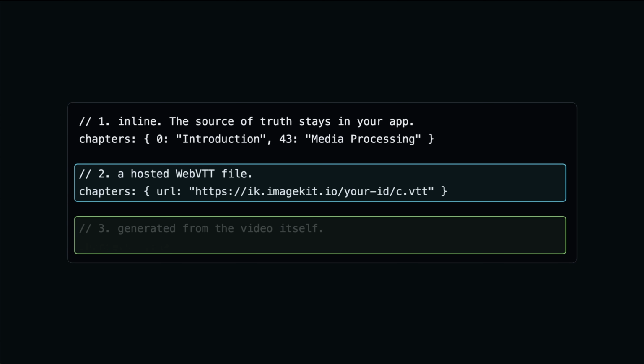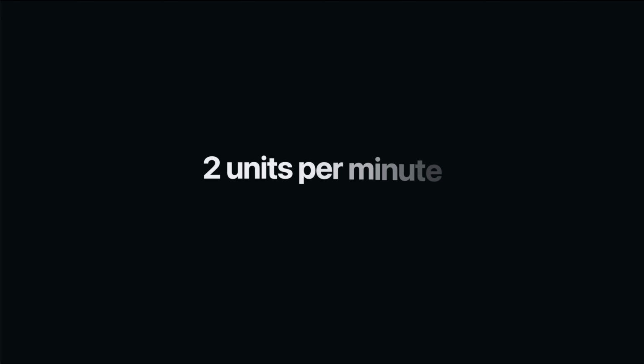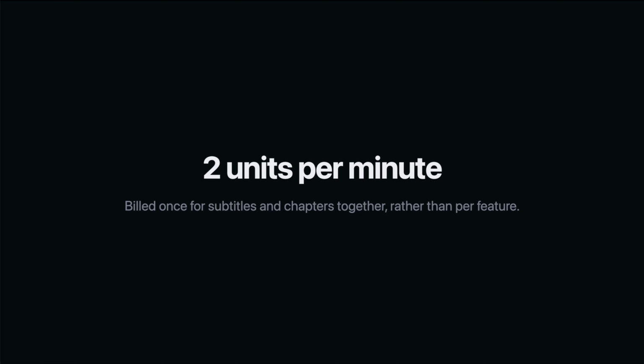And the third is chapters set to true, which hands the job to ImageKit's AI transcription and generates them from the video itself. That is a paid extension, which is 2 units per minute of source video, and that's billed once for subtitles and chapters together rather than per feature. I'll leave a link to the pricing below.